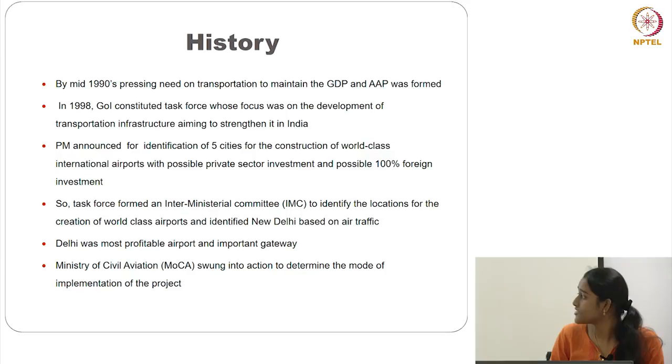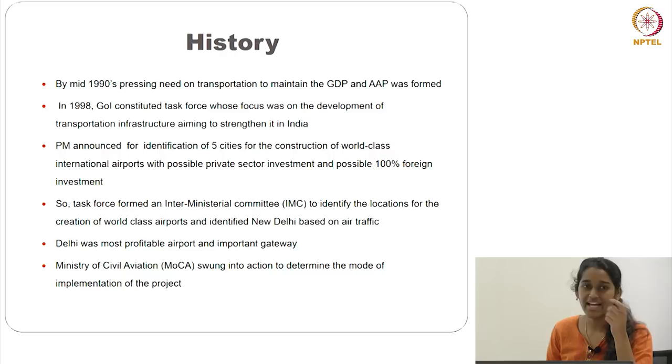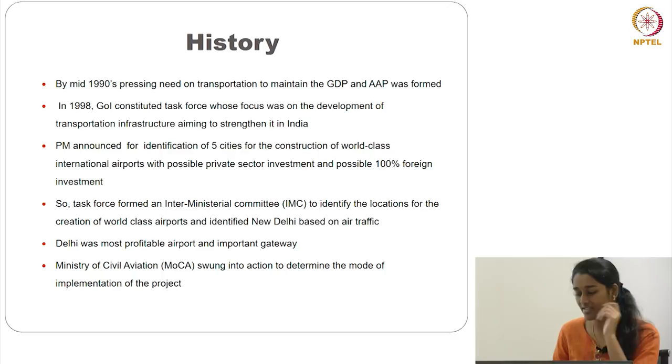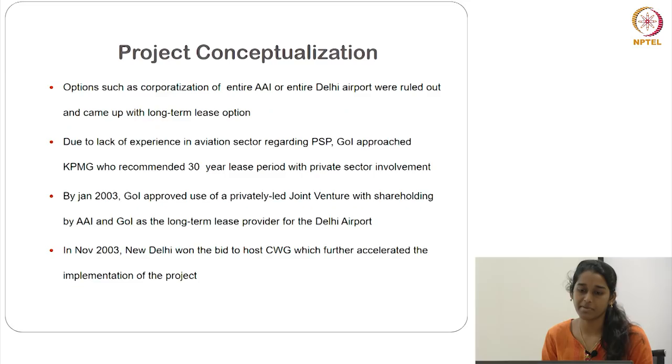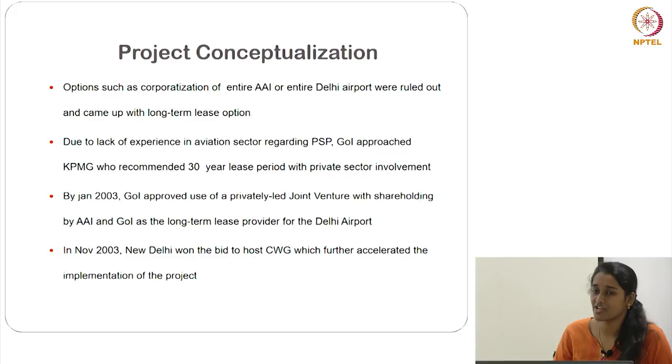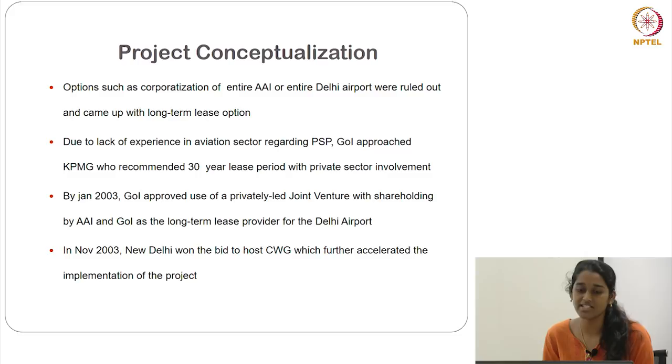Prior to this, the Ministry of Civil Aviation, MOCA, had merged the national and international airport authorities to form the AAI. Now MOCA came into action on how the project should be implemented. They thought of many options, such as corporatization of the entire AAI, but ruled it out because there was no proper regulatory or legal framework for complete corporatization. They even ruled out giving away the entire airport, because the government was much more interested in the project and the profits involved. So they thought a long-term lease might be a better option.